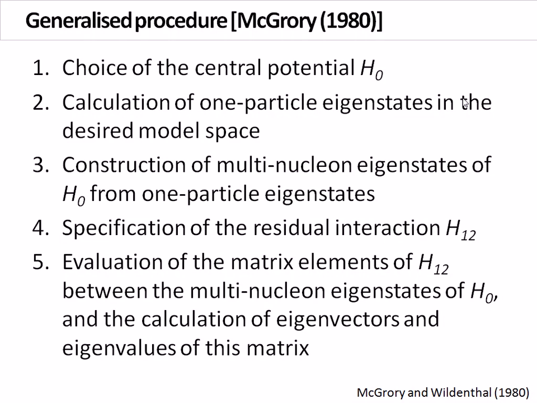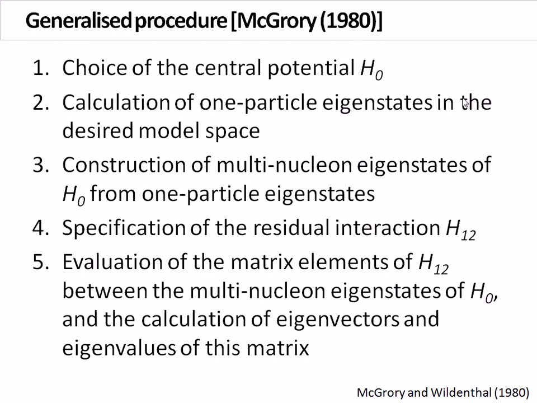nice paper by McGregory. So the idea is that you choose and define what you have for your central potential H0, and then calculate the one particle eigenstates of this potential H0 in the desired model space, and we'll get onto model spaces later. And then the idea is to construct multi-nucleon eigenstates of H0 from these one particle eigenstates. So this is creating your Slater determinant states, and then specify the residual interaction. And as I said, this residual interaction can in general be specified by just looking at two-body matrix elements, so interactions of different pairs of nucleons.